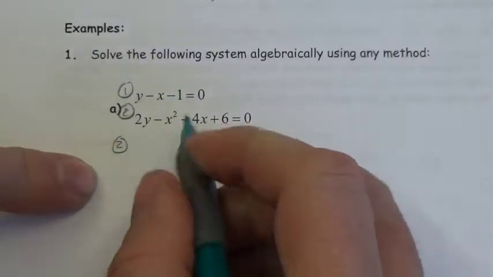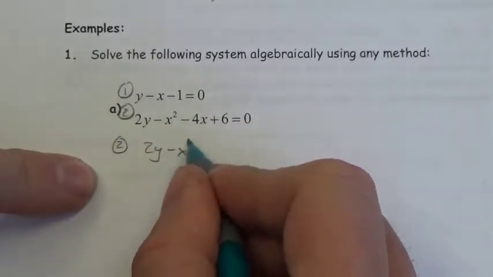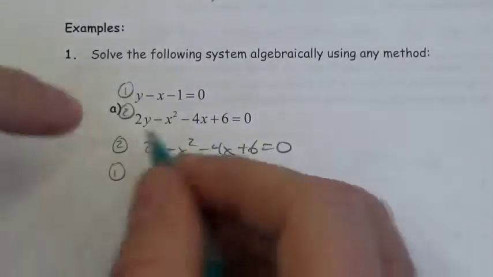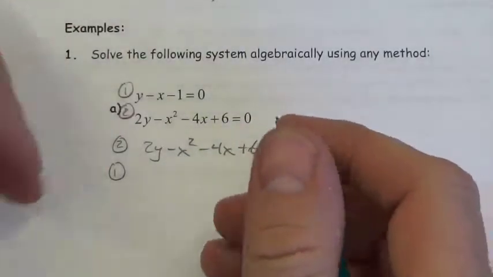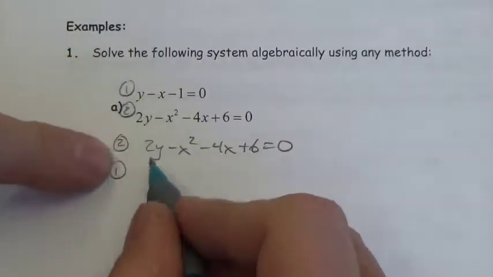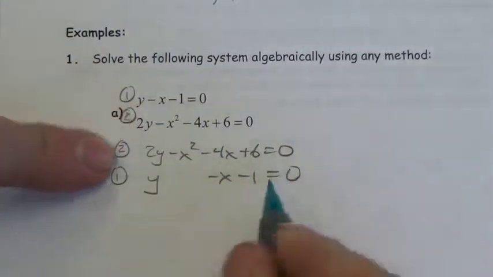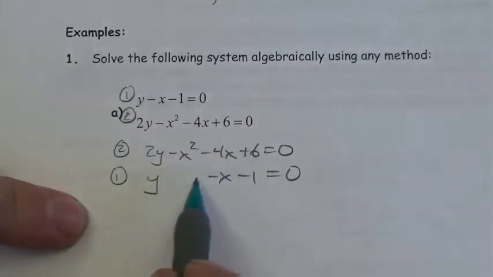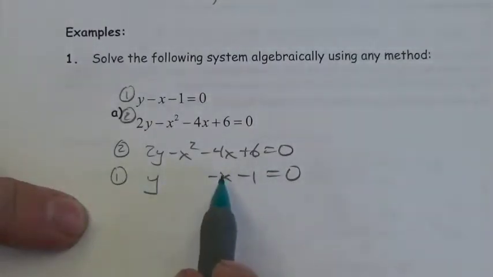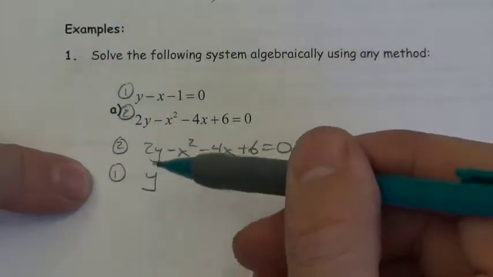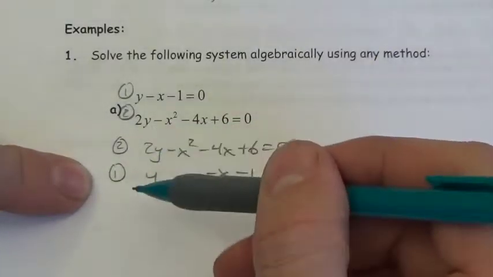Actually, I like what's going on here. I'm going to take equation 2, write that out. Then I'm going to take equation 1 and write it underneath. I like having the linear below. Now I'm going to line up the terms. So y minus x minus 1 is equal to 0. I've given myself a bit of a gap here because there's no x squared term with that first equation there.